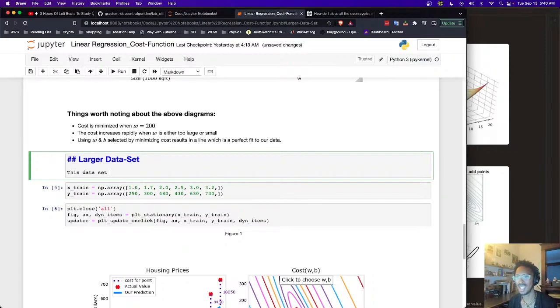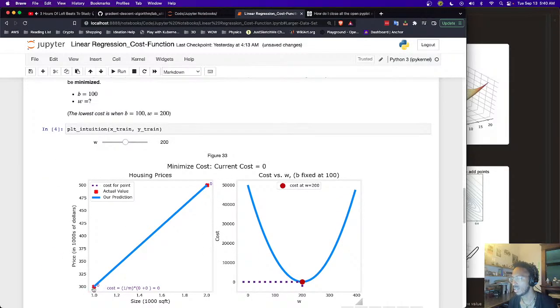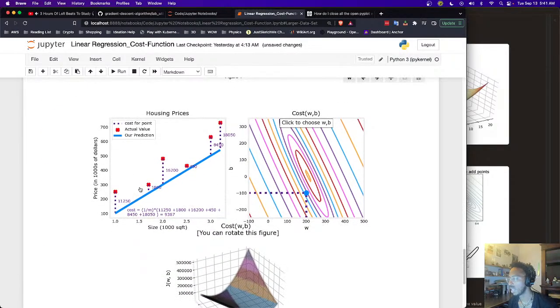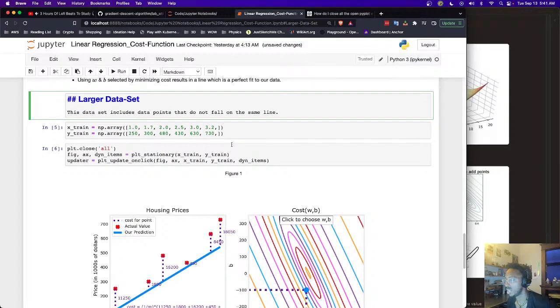This data set includes data points that do not fall on the same line. Remember I was saying that in this example here, these two happen to fall on the same line because there's only two, so two things can always be connected by a line. But there are situations where we could have multiple data points that don't fall as regularly along the same direction. Like here, for example, there'd be no way to have a regression line that connects all of these. So the cost is never going to be absolutely zero because of that.